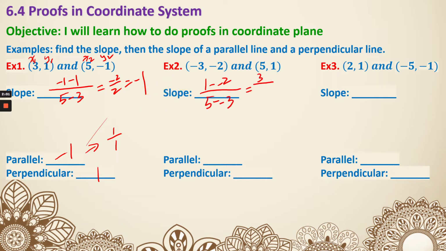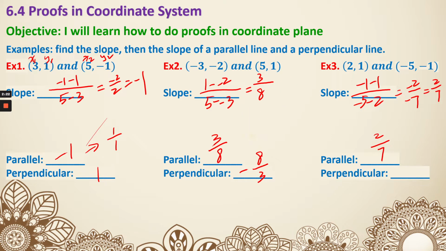Example 2, 1 minus negative 2 over 5 minus negative 3. That's 3 over 8. So parallel, 3 over 8. Perpendicular, negative 8 thirds. Example 3, slope, negative 1 minus 1 over negative 5 minus 2. That is negative 2 over negative 7, so it's 2 over 7. Parallel, same. Perpendicular means opposite, so negative. Reciprocal, 7 over 2.